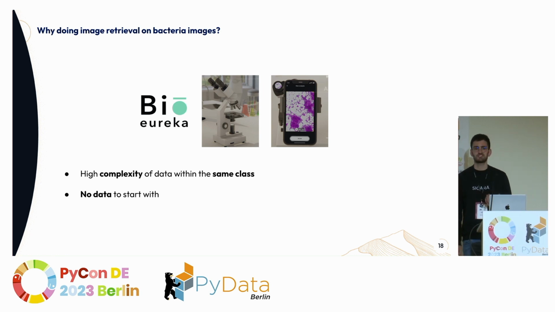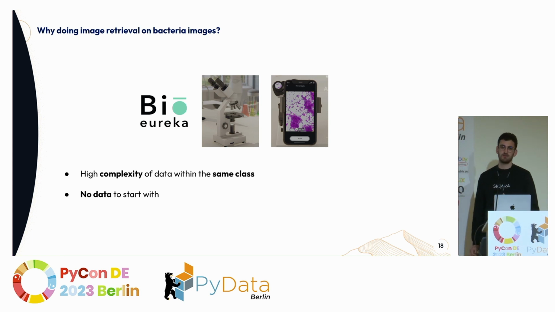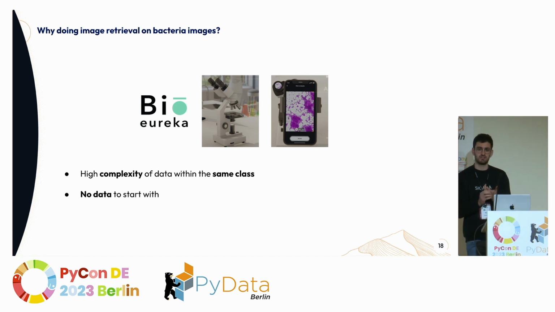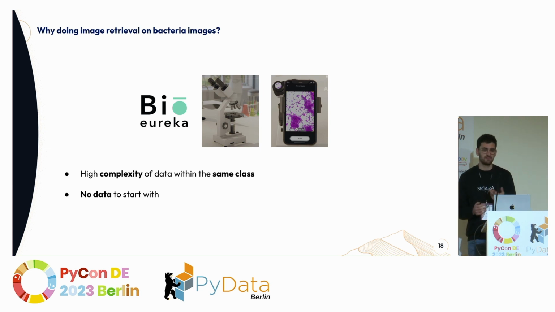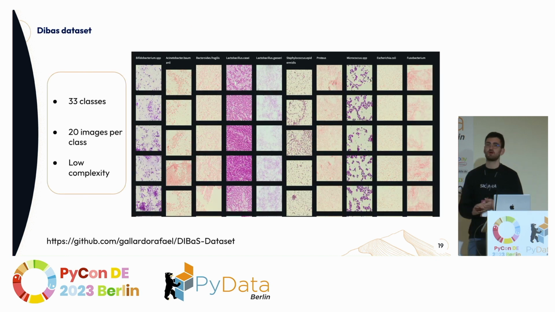There is a high complexity in the data, even within the same class, because there could be different types of microscopes, different zooms, and different reactants used to extract the bacteria. And they had no data to start with. Since it's a startup, they want to move fast, so collecting and labeling large datasets is not really feasible. So we were wondering if we could use content-based image retrieval with a pre-trained model.